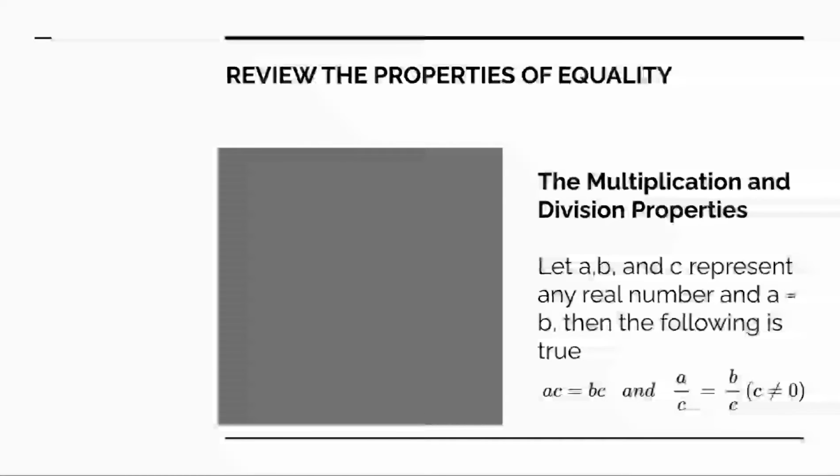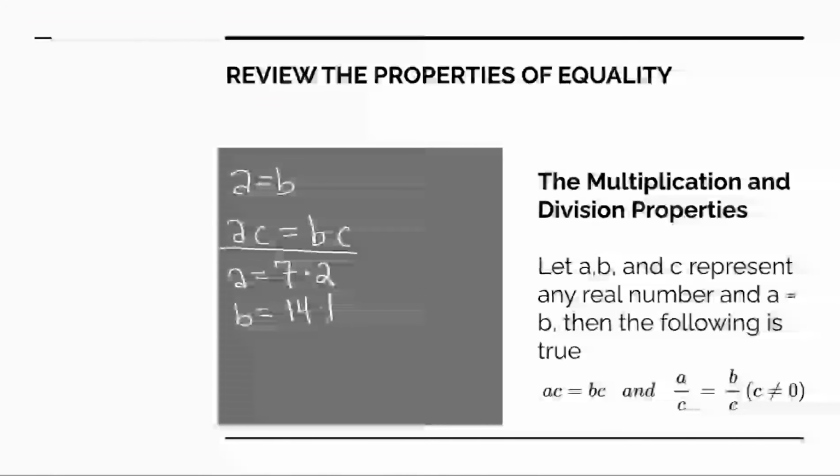Let me redo that here. A is equal to B for the multiplication property. This says that if A is equal to B, then if we multiply C times A on the left-hand side, this is the same thing as B times C. Let's give it some values. Let A equal 7 times 2 and B equal 14 times 1. It is true that 7 times 2 equals 14 times 1. 14 and 14.